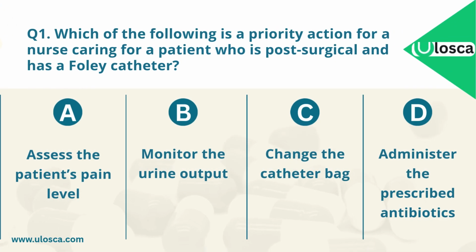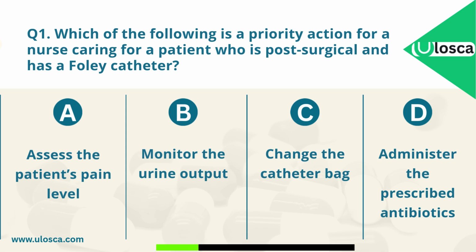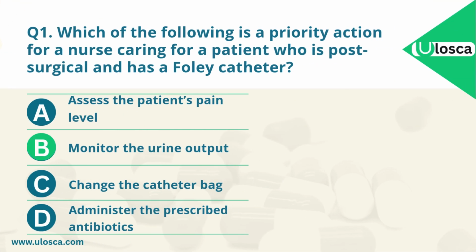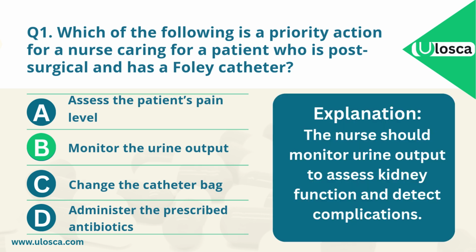Question 1. Which of the following is a priority action for a nurse caring for a patient who is post-surgical and has a Foley catheter? A. Assess the patient's pain level. B. Monitor the urine output. C. Change the catheter bag. D. Administer the prescribed antibiotics. Which one is the correct answer? The correct answer is B. Monitor the urine output. Explanation. The nurse should monitor urine output to assess kidney function and detect complications.